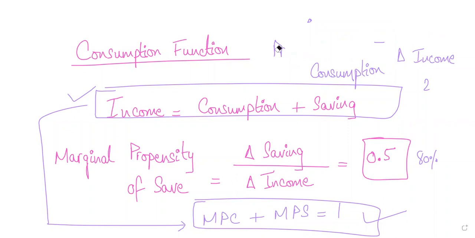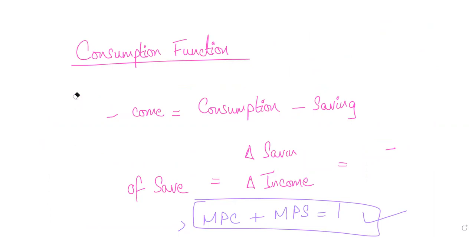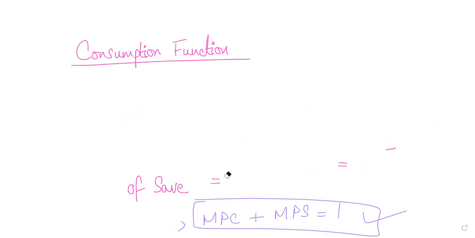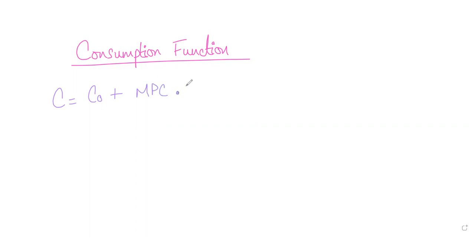Now we're about to look at the consumption function. Think about this, students. Your consumption function would look like this: C equals C naught plus MPC times Y. So this is your full consumption function.